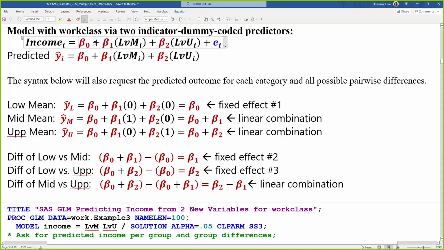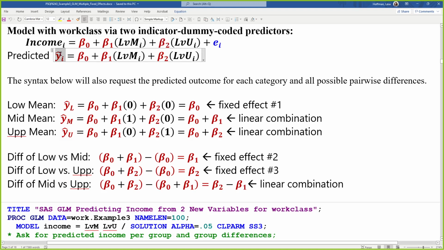So I have 3 fixed effects, meaning 3 betas. Beta 0 is my intercept. My intercept is always the same thing, the expected outcome when all my predictors are 0. Beta 1 is a slope. That's going to describe how the M group differs from the L group, middle and low. And beta 2 is also a slope. That's going to tell me how the upper group differs from the low group.